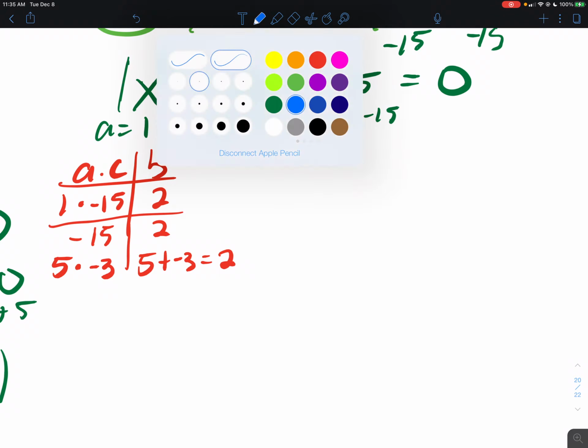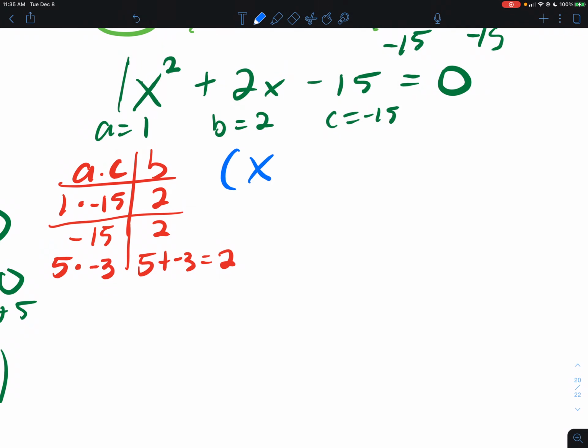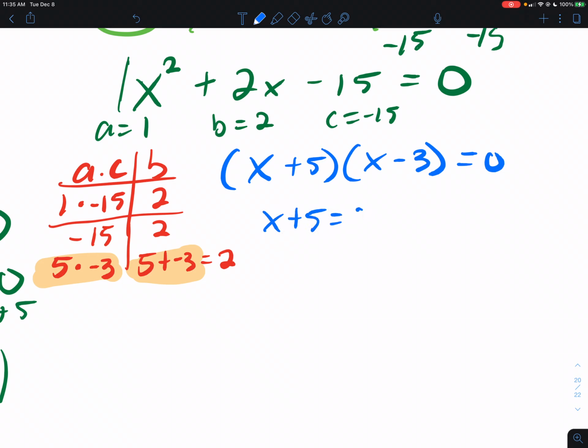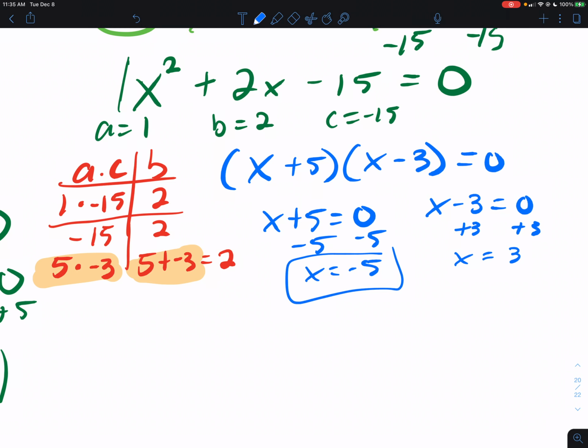So if you want to skip the box on these easy ones, you can, because we know it's going to be x plus 5 times x minus 3. It's just going to be those numbers that we found, the 5 and the negative 3. And then write them separately. Set them equal to 0. Minus 5. X equals negative 5. Plus 3. X equals 3. So our answers are negative 5 and 3.